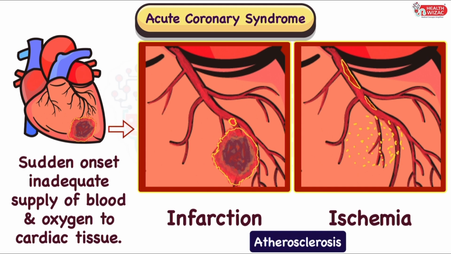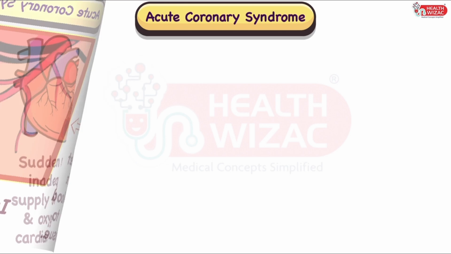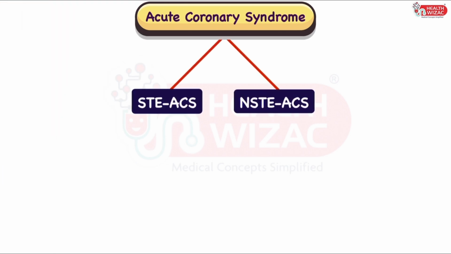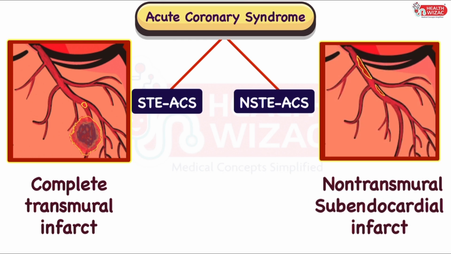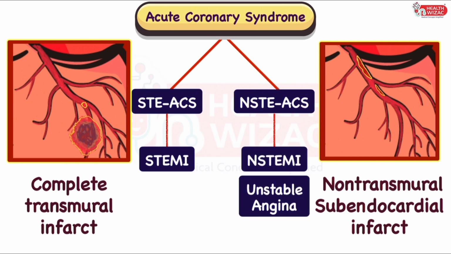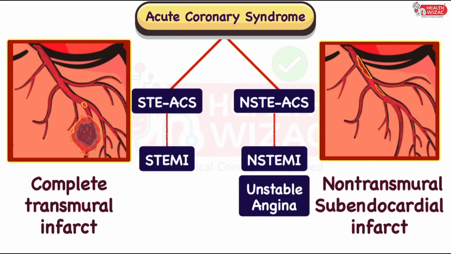Depending upon the above coronary event, ACS can be broadly classified into two categories, that is ST elevation ACS and non-ST elevation ACS, where ST elevation ACS is due to complete transmural blockage of the coronary artery, whereas non-ST elevation ACS is due to non-transmural subendocardial blockage of the coronary artery. ST elevation ACS is also labeled as ST elevation MI, whereas non-ST elevation ACS is further categorized into non-ST elevation MI and unstable angina. Here we will discuss non-ST elevation ACS.